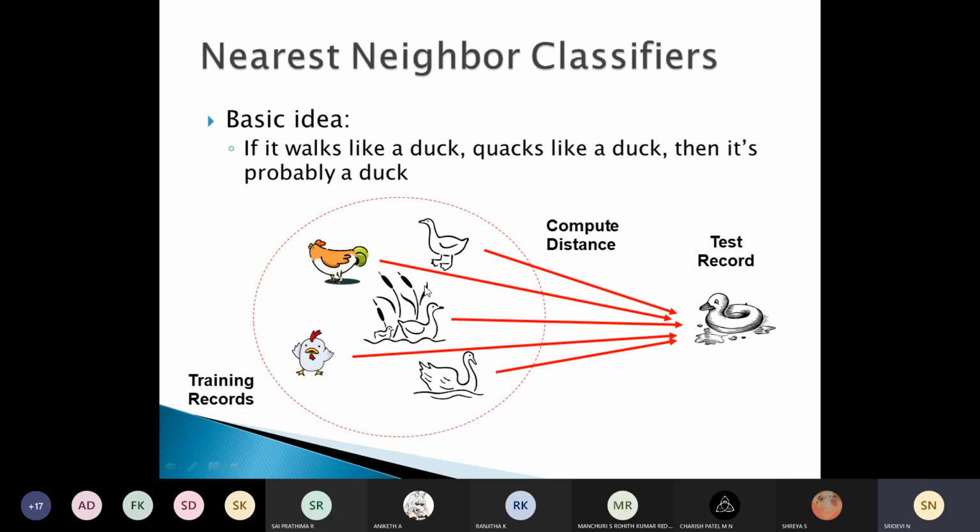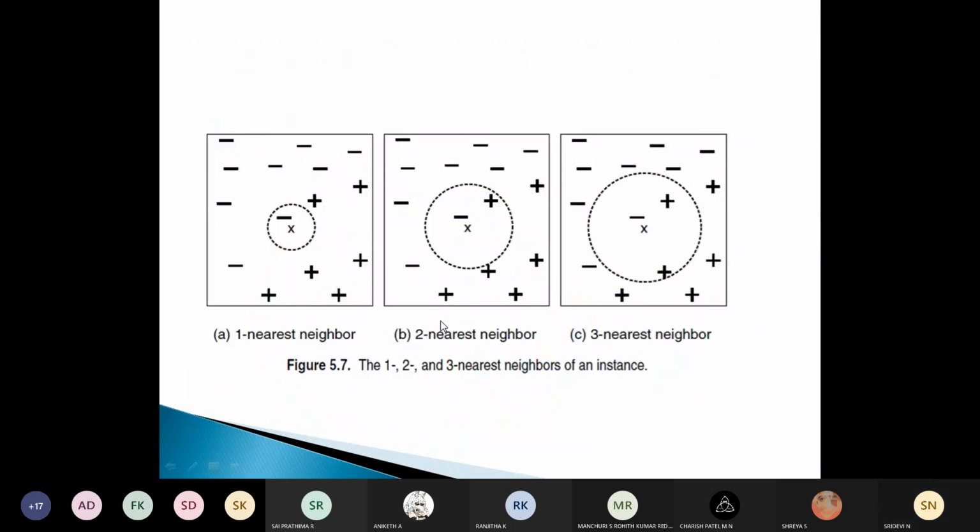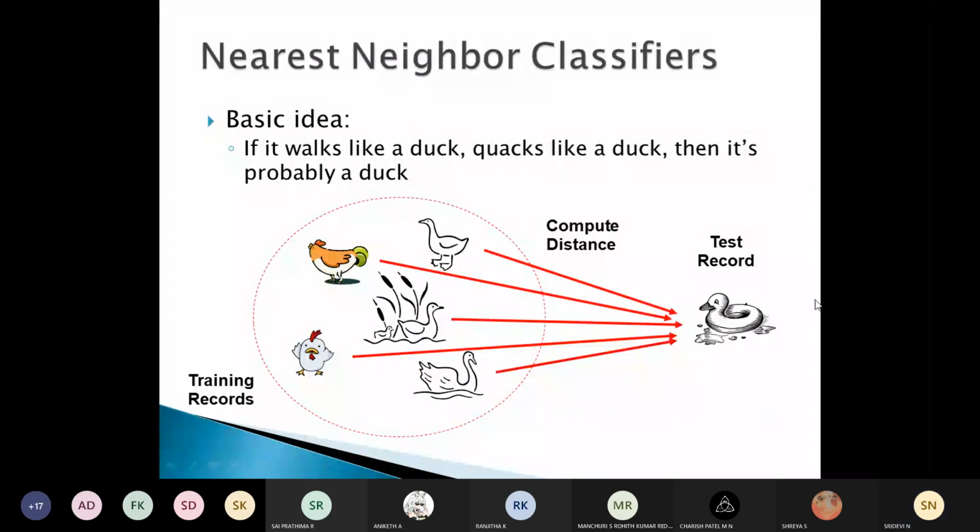In this, a nearest neighbor classifier will represent each example as a data point. So each example is assumed as a data point in a d-dimensional space, and it considers the distance between each record. This is the data space, and here d is the number of attributes. Given any test example, we compute the distance to the rest of the data points in the data space.